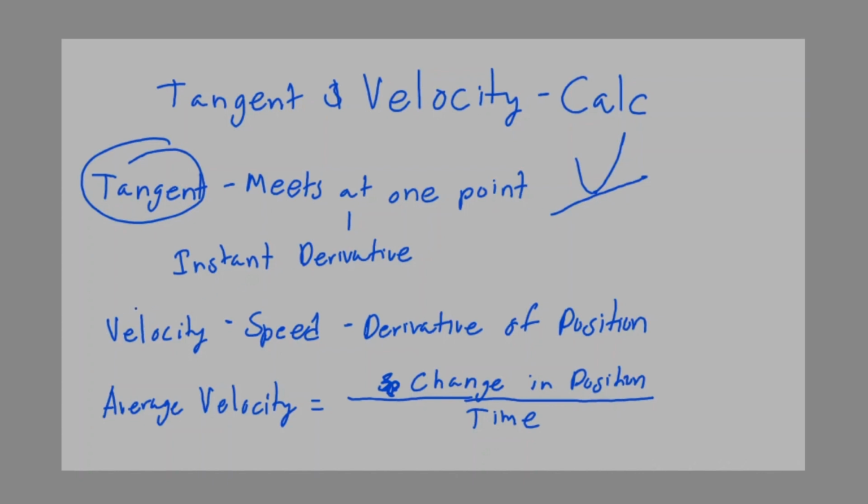So another thing to note here is the velocity, which is essentially the speed at any given point or the derivative of the position equation. So the last thing is the average velocity equation, which would just be change in position, which could be displacement, or how much the change in position over the time. That would give you the average velocity.